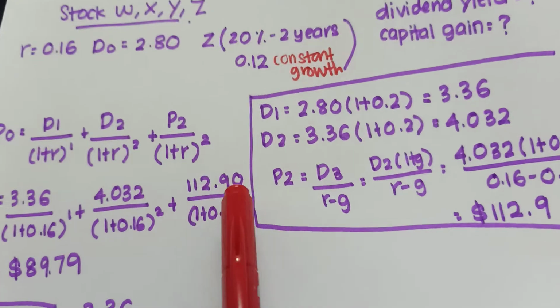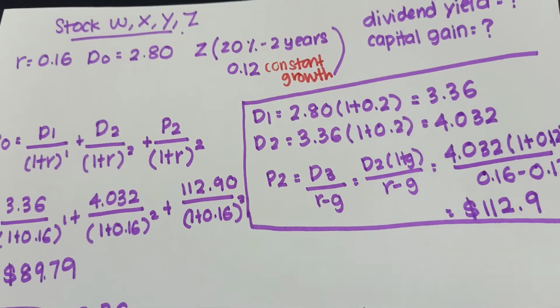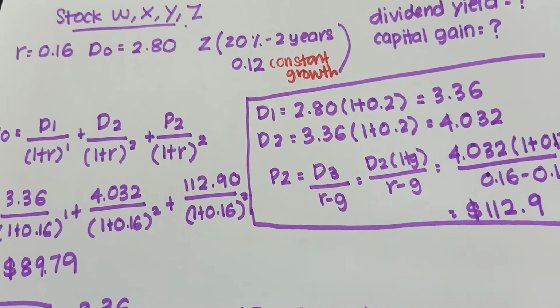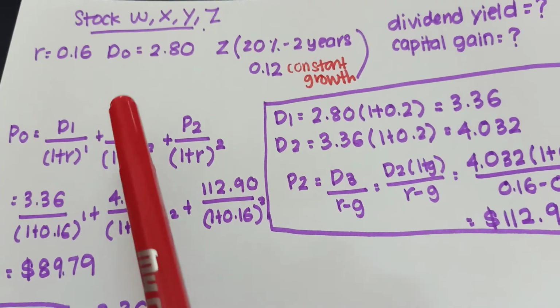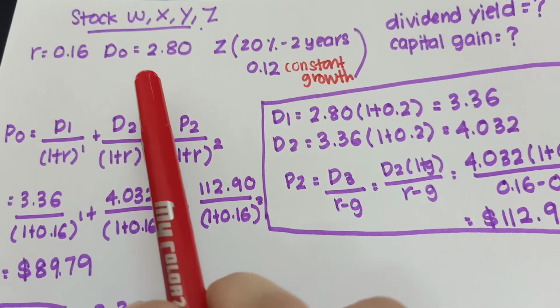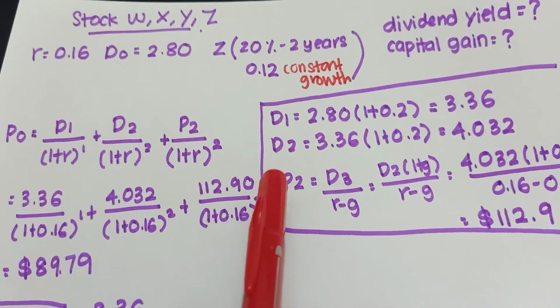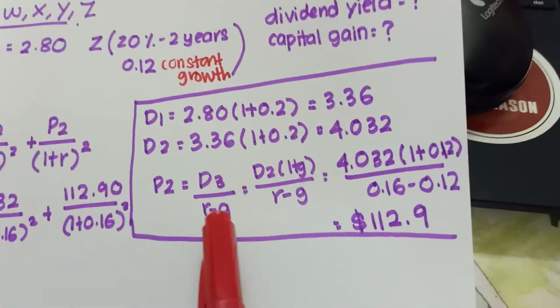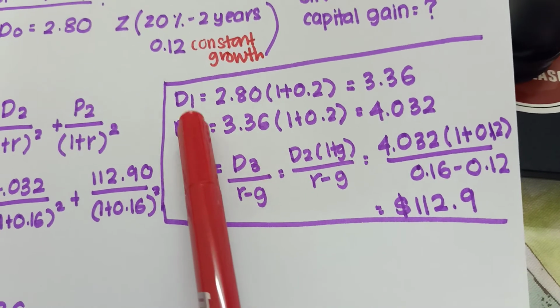But this question is a bit different from the Stone Sour question, because Stone Sour has already given us the exact amount of dividend. In this question, they just give us the current dividend, which is D0 of 2.8. So we have to find the amount of dividend in year 1 and also year 2. First, you calculate this. You need to find the exact amount for the dividend in year 1.